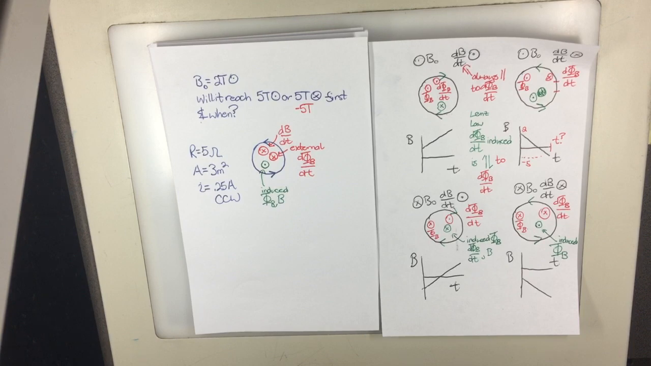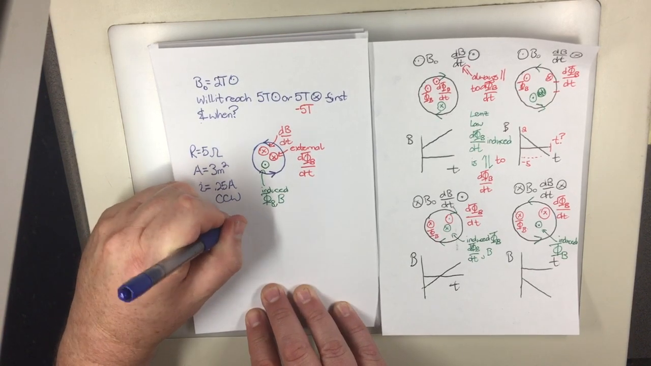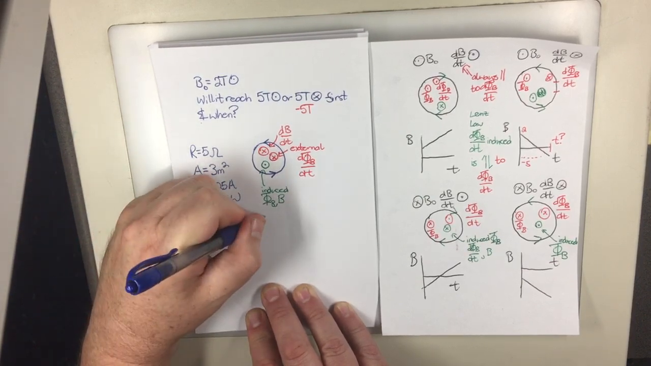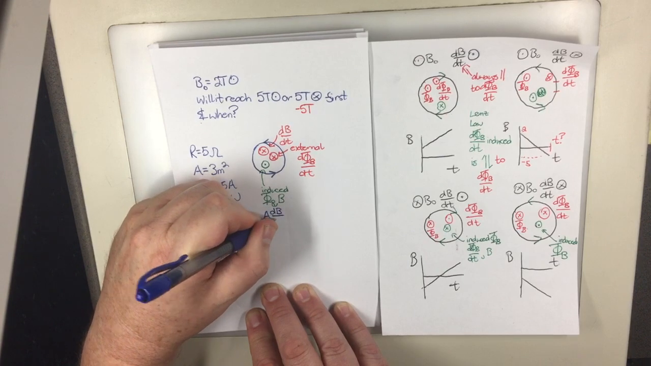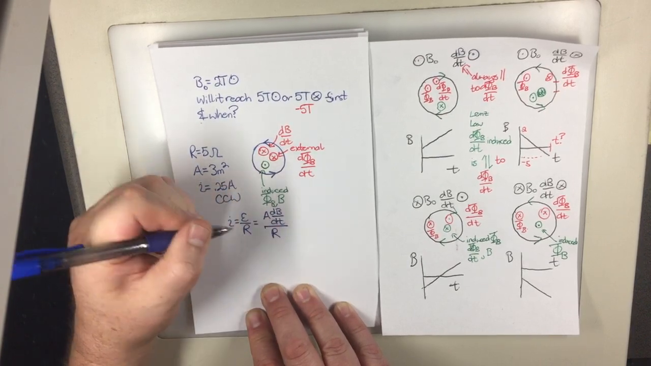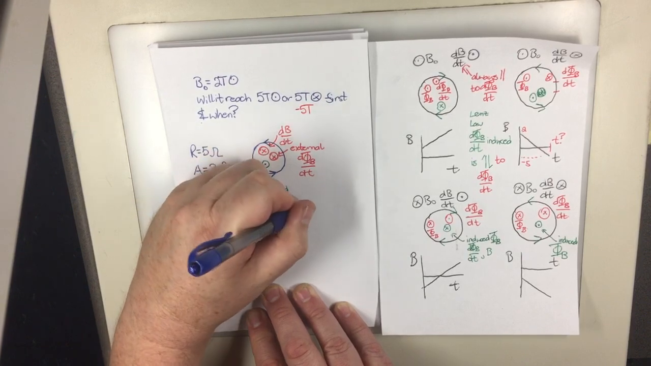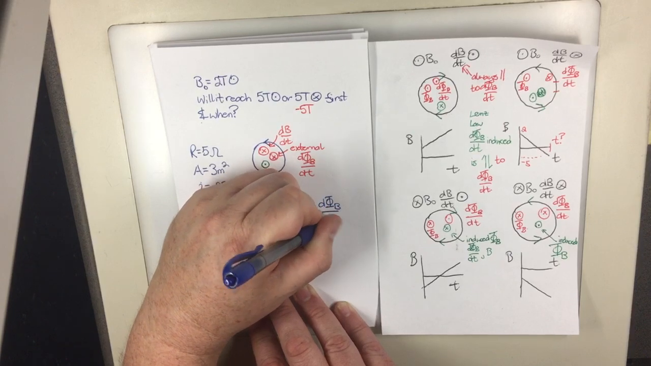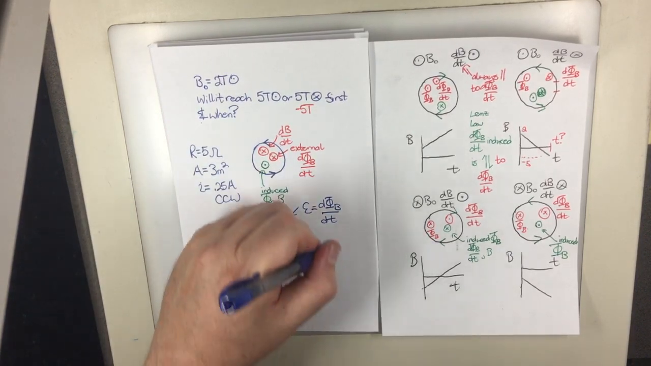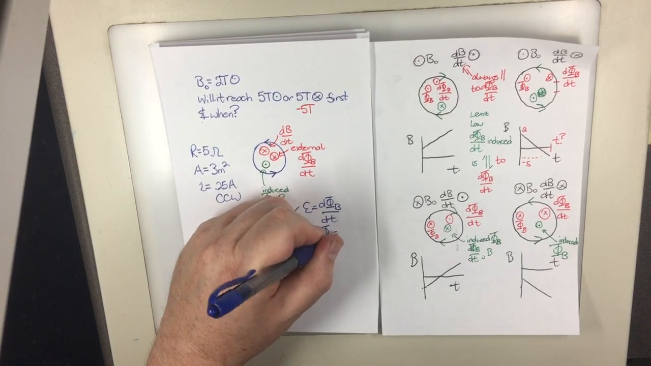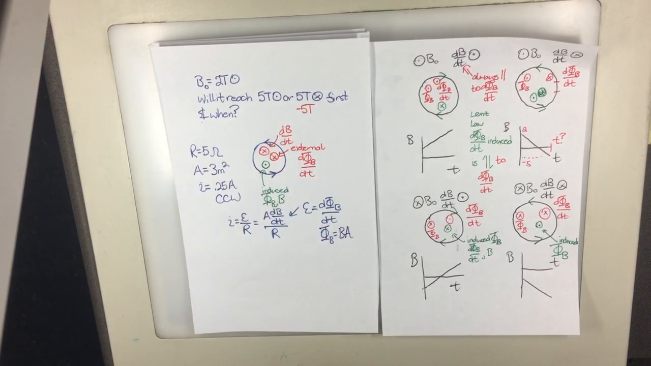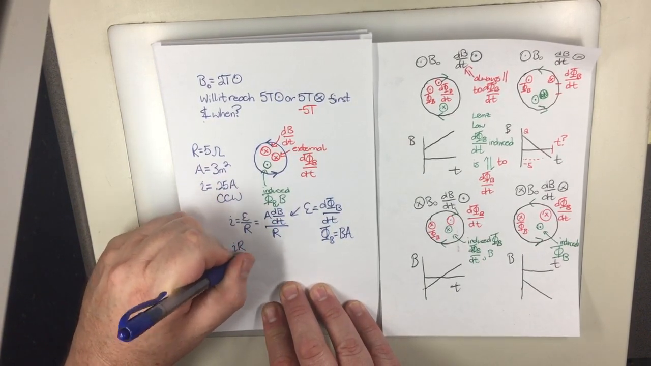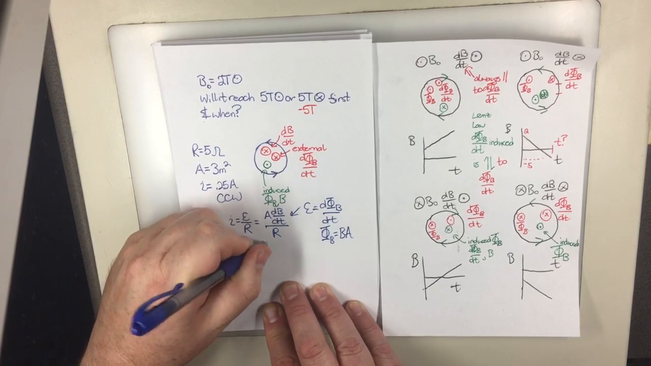Well, let's set up some equations. Current is the electromotive force divided by resistance. The electromotive force is area times dB dt, divided by resistance. Because electromotive force is d phi B dt and phi B is BA. So solving for dB dt, IR over A is equal to dB dt.